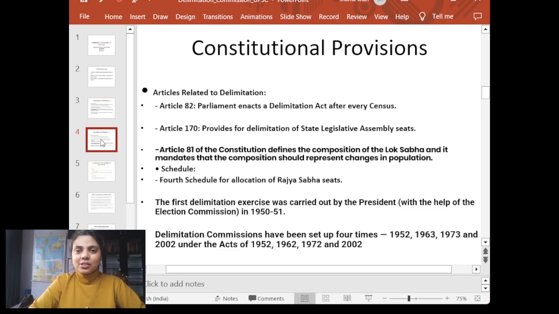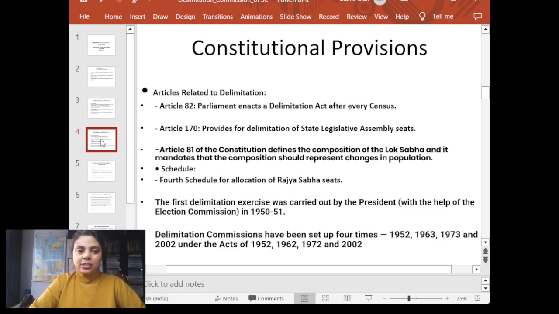While making this PPT, I saw this Article 81, so I decided to include it here. In case in future there is a question that Article 81 is also related to the delimitation of constituencies or readjustment of seats, you must be aware that yes, it is related. Next we can see the Fourth Schedule, in which there is allocation of seats in the Rajya Sabha, and UPSC has already asked a question related to that: the Fourth Schedule is related to what? The allocation of seats in the Rajya Sabha.